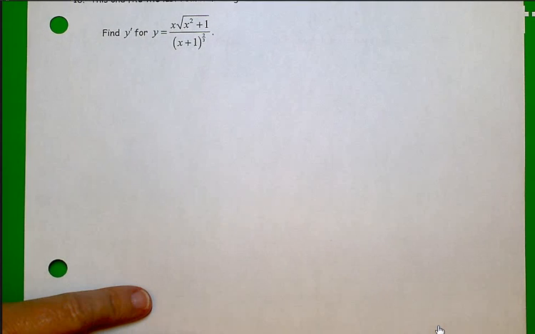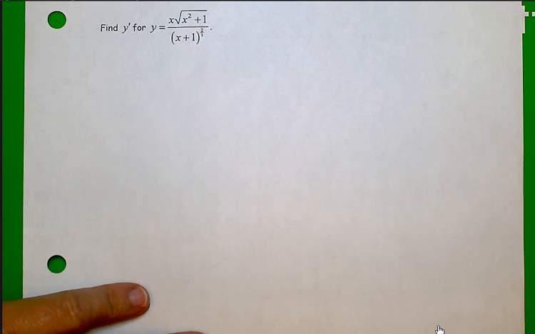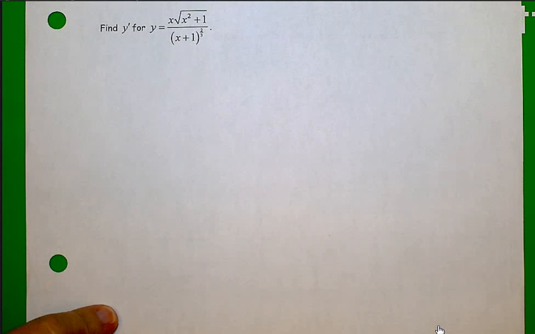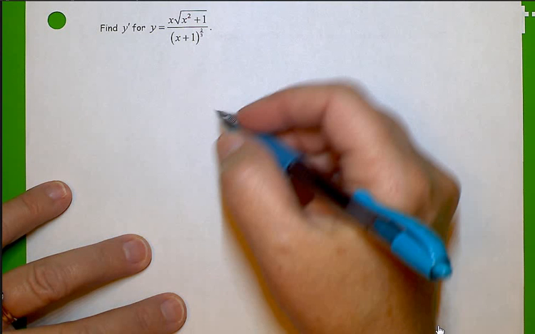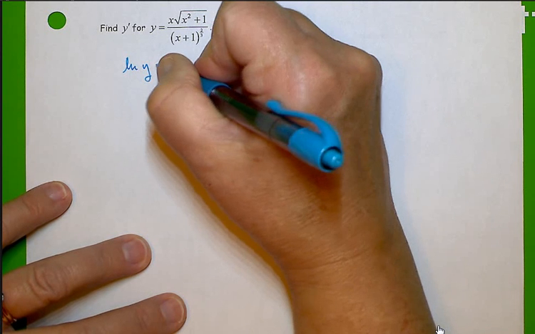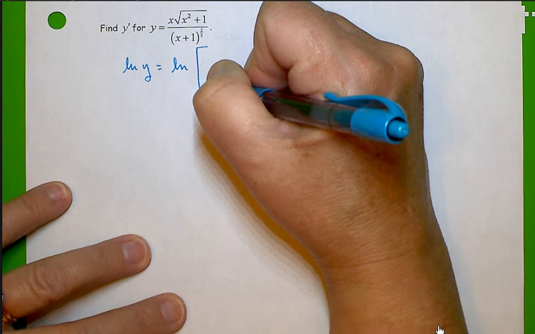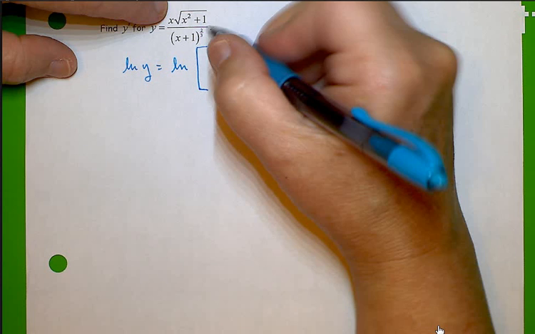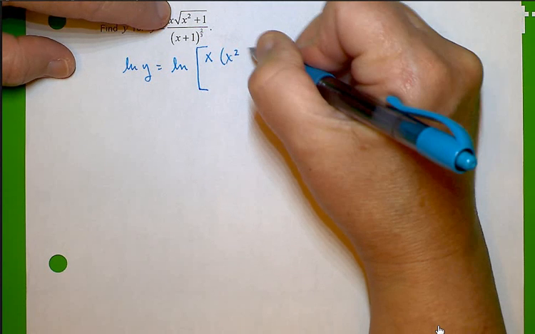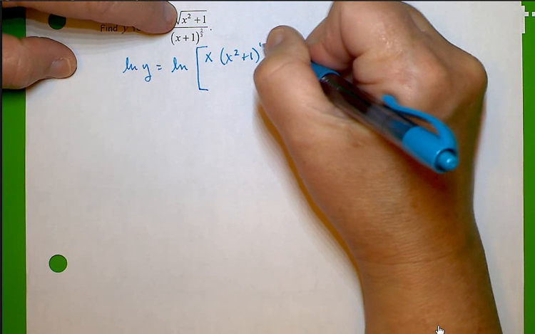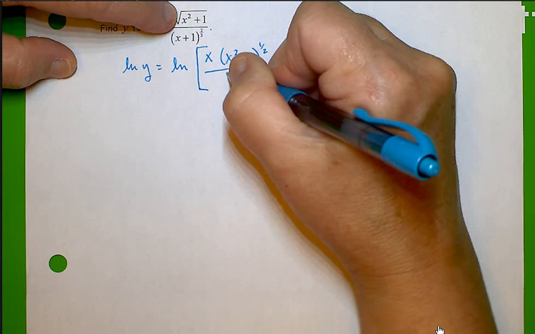So let's do the problem. And we can, in general, follow our steps. We're going to have to recall some other rules of natural logs. We'll take a look at those as we encounter them. Take the log of both sides. Natural log of y equals the natural log. I'm just going to write all this. I'm going to get rid of that square root symbol. x times (x squared plus 1) to the 1/2 power all over (x plus 1) to the 2/3 power.